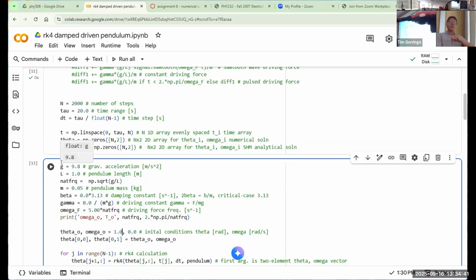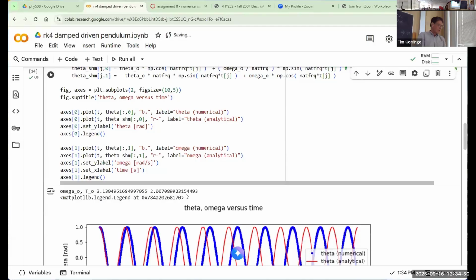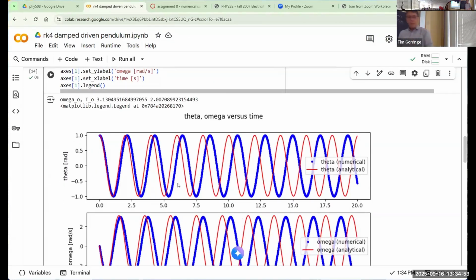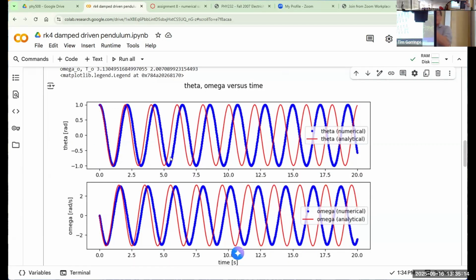So no longer can we make the approximation that sine theta is approximately theta if we start with theta naught of 57 degrees. And that's what you see here, right? Now we have the longer period for the oscillations. The period of the blue, which is the numerical calculation for this situation, is longer than the period of the red, which was the simple harmonic motion solution that assumes a linear differential equation. So that's one difference there.